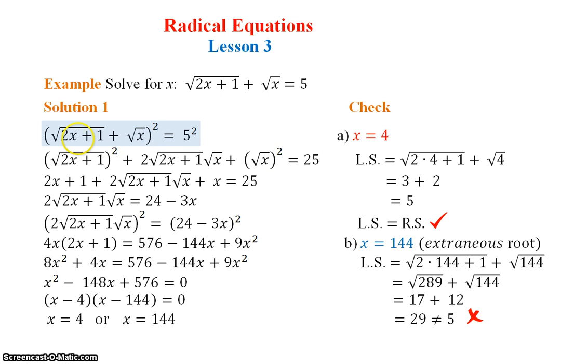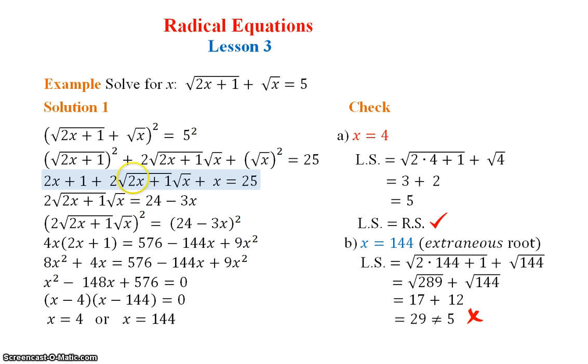In order to square the sum of two terms, we apply the formula square of sum. Square of sum of two terms equals the square of the first term plus twice product of the terms plus the square of the second term. And of course we square the right side. 5 squared is 25. Square root of 2x plus 1 squared equals 2x plus 1. Square root of x squared equals x.